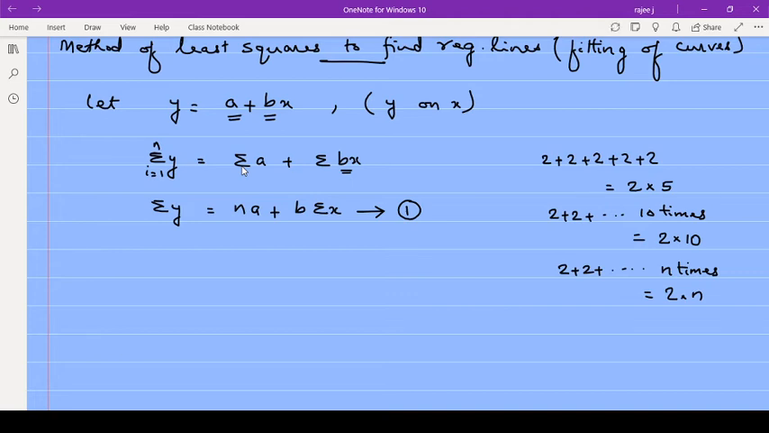Every time you need not write all these things. You have to write only the 2 equations that we are going to get. So you got this one. Now this I will take as 1 and this I will take as 2. Because here a and b are there, if there are 2 unknowns, you must have 2 equations to solve.